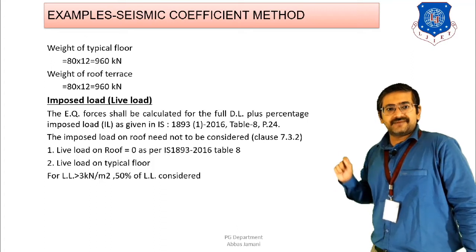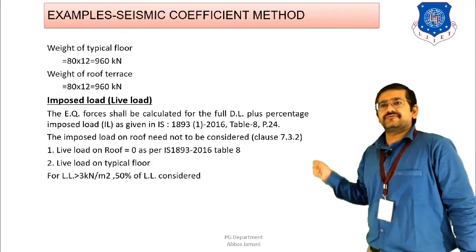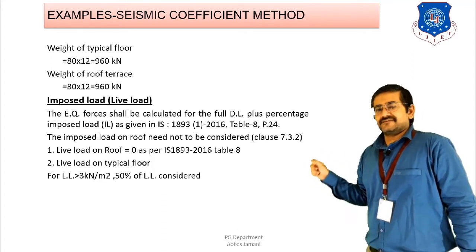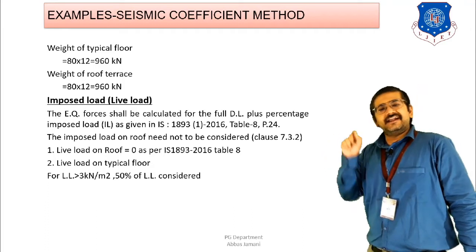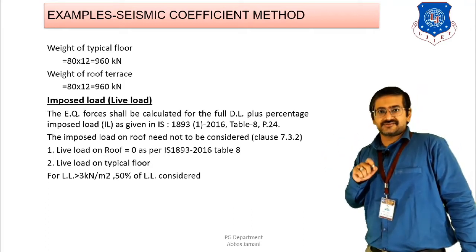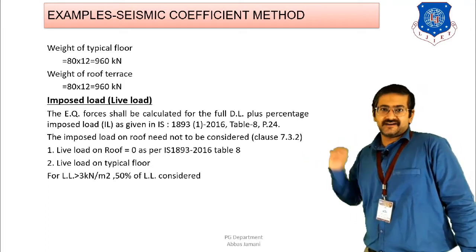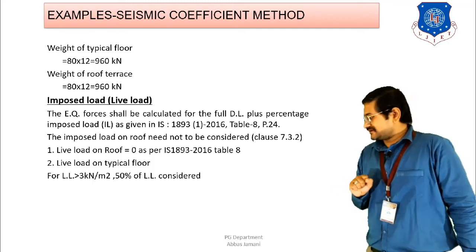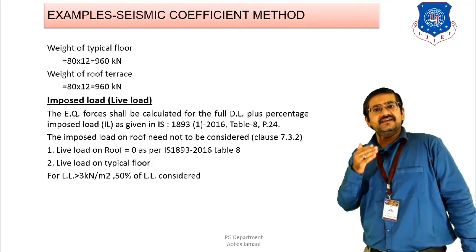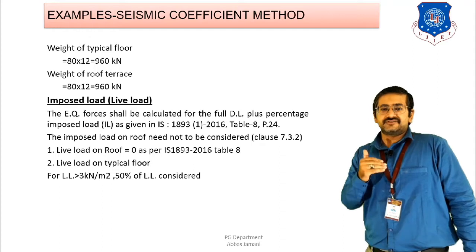When I come to the part of the roof, the value is going to be the same, because the area is also going to be the same and the dead load is going to be fully considered for the terrace also. So 80 into 12 is going to be 960 kilonewton again, right? So this is how we have calculated the lumped mass on each floor based on the dead load value.